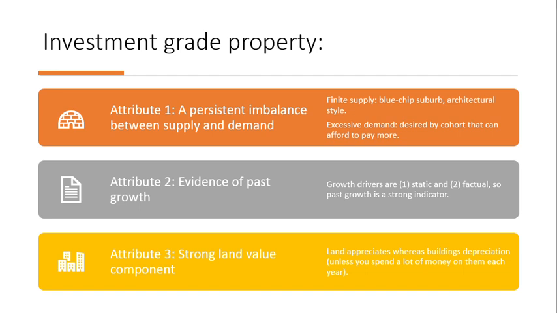And so for a house, that's relatively easy. For an apartment, that's typically going to be an older style apartment on a very large block of land, as compared to a new style apartment, which tends to have very, very low attributable land value. So they're the three attributes that we want to have to make sure a property is considered to be investment grade.